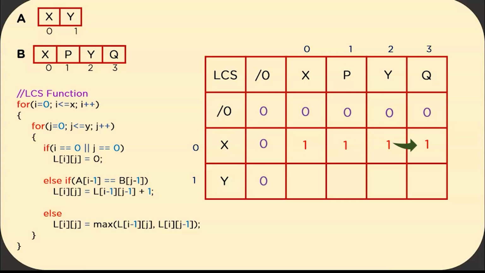Now moving forward, we'll move towards the Y row. Here, for both X and P, the values will remain 1 as we don't have the character match. But for the next field, we'll have a match. Hence, we'll add 1 to the diagonal field. The value for this particular field will become 2 now. For the last field, the value 2 will get continued as it is the highest field than another comparative field. And you can see that we have found the accurate result here, which is 2.